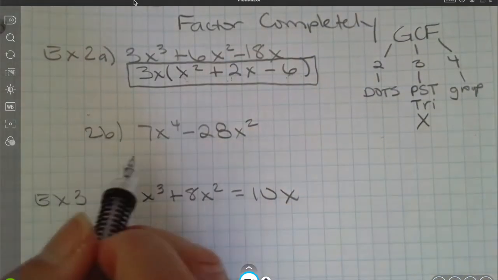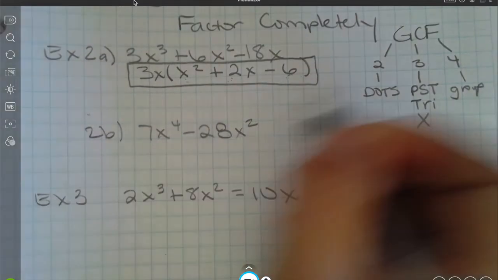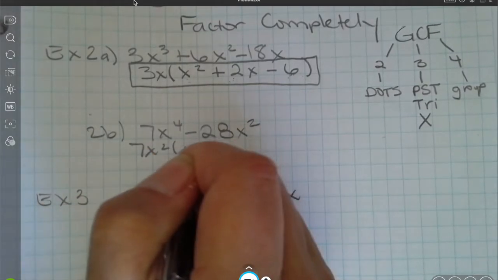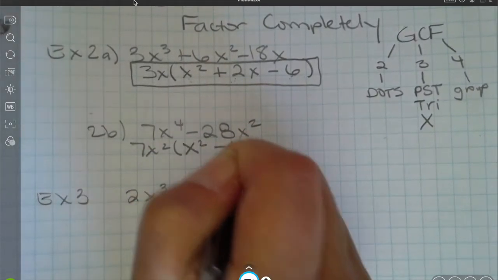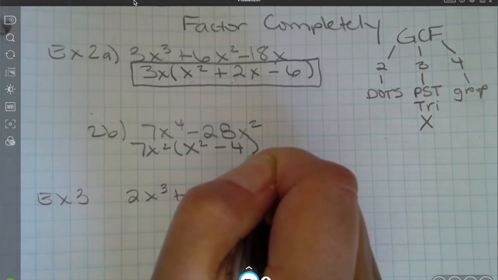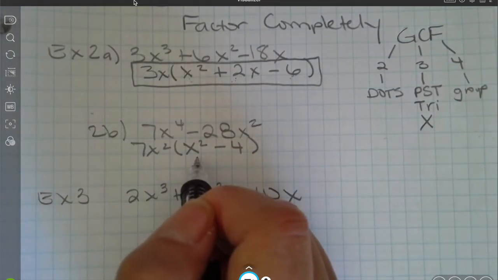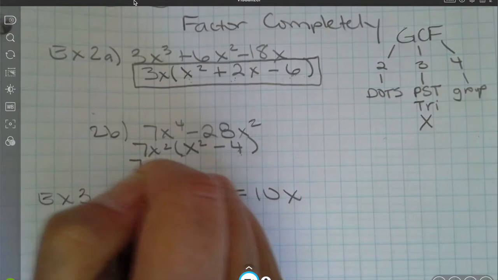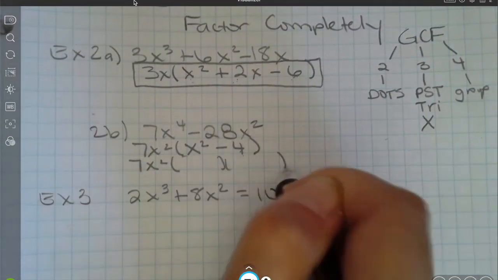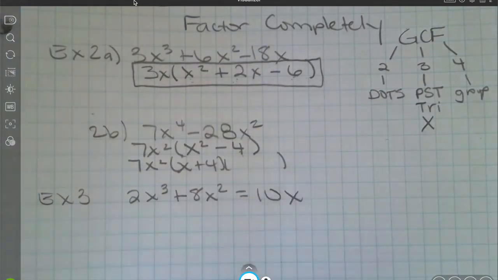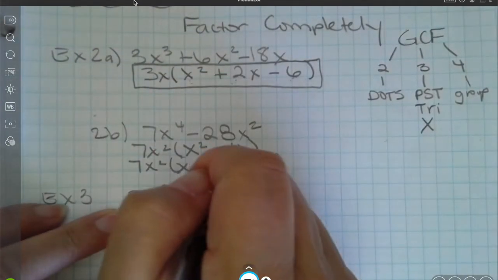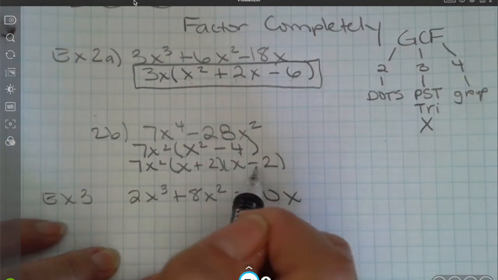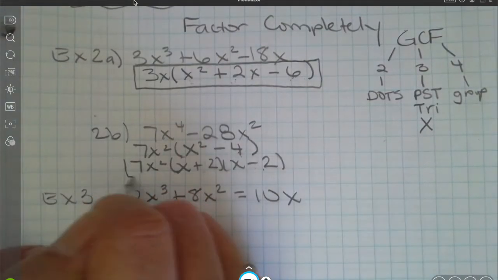Okay, let's move on to 2b. Greatest common factor, first step here, is going to be 7x squared. Factor that out, and it becomes x squared minus 4. Great. So we look at this one, and we recognize this as a difference of 2 squares. So 7x squared, double bubble, x plus 2 and x minus 2. Now, could either of these be a difference of 2 squares? No, it cannot, because 2 is not a perfect square, and there is your final answer.